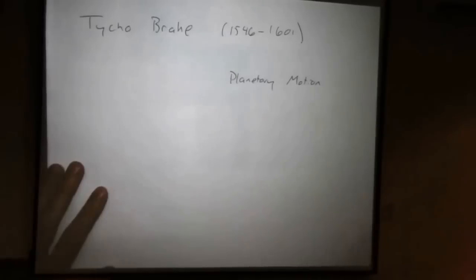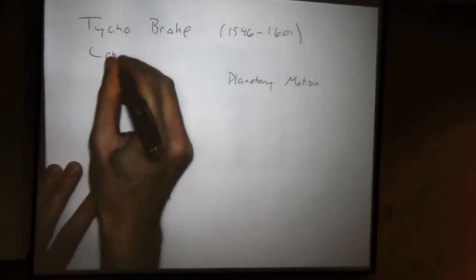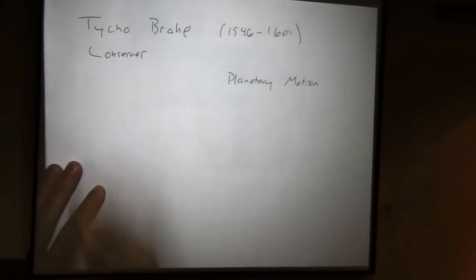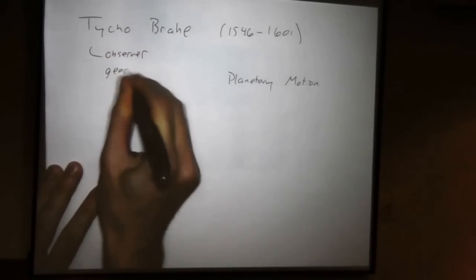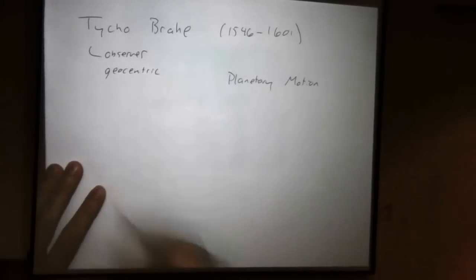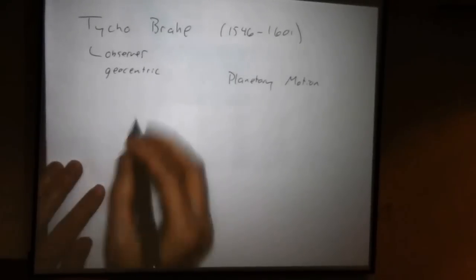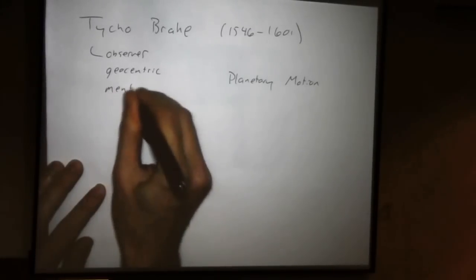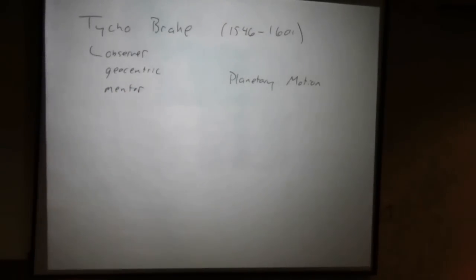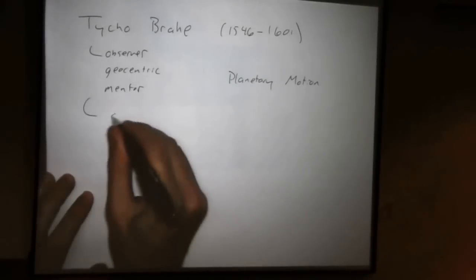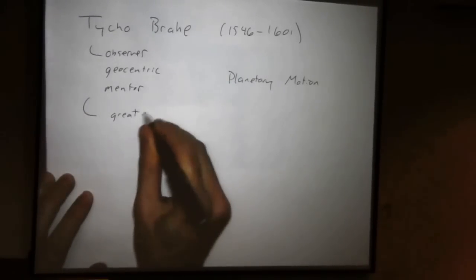So the story picks up with Tycho Brahe, who is an observer and a geocentrist of sorts. He has his own version of the geocentric model. We'll get to that. And he's the mentor of Kepler. We'll come back to Kepler in just a little bit. Let's talk about Tycho. Tycho was the greatest pre-telescope observer.